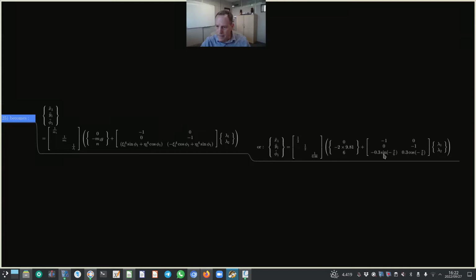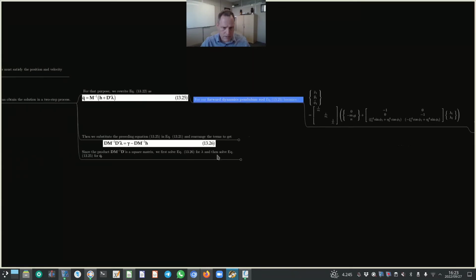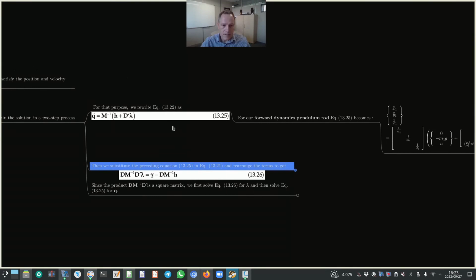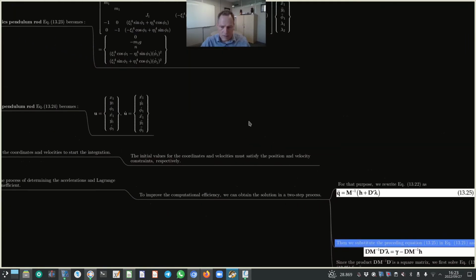This is then substituting the values for CA1 and eta A1. Eta A1 is obviously 0, as I've shown many times in the previous lectures. So those terms fall away. We only have a CA1 component, which is minus 0,3. The initial angle phi 1, at time t0 obviously, is minus pi over 6 radians, which equals minus 30 degrees. Lambda 1 and lambda 2. Right, let's carry on. Then we substitute the preceding 1325 into 1321 and rearrange the terms. Let me just quickly show you what 1321 looks like.